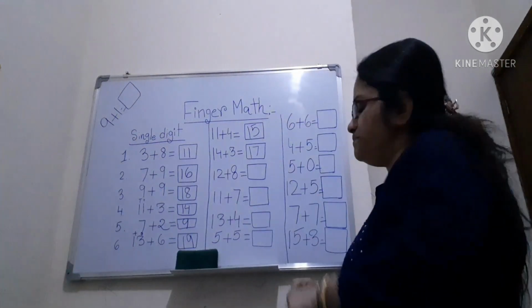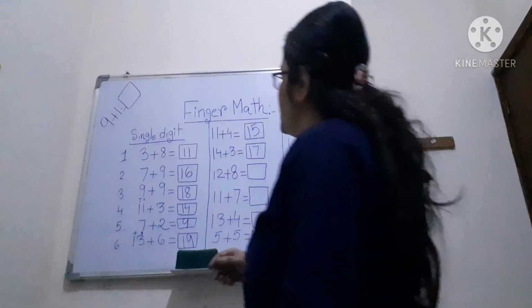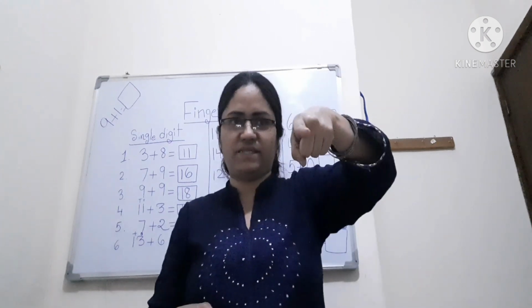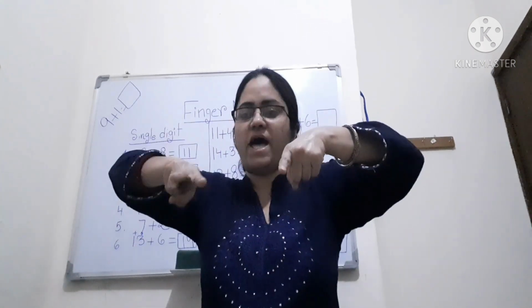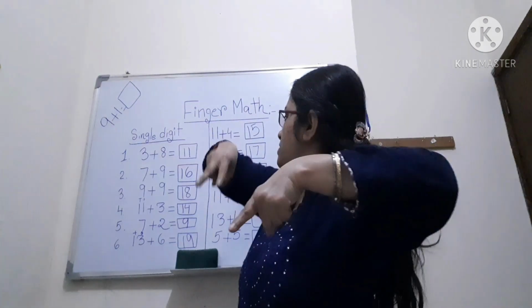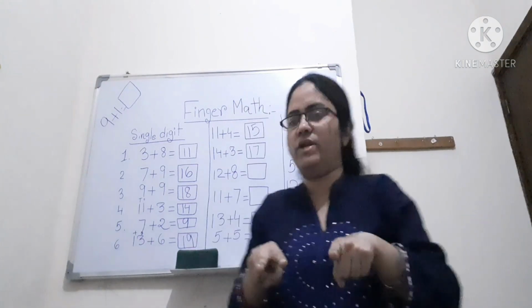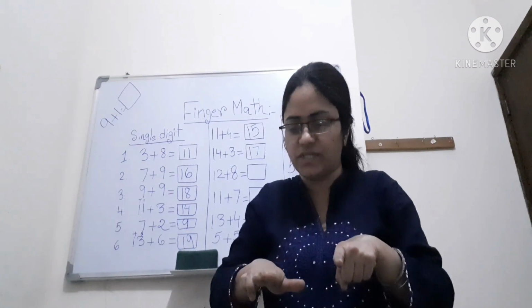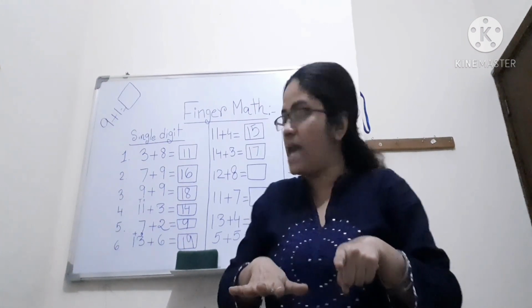Then again, 12 plus 8. How do you calculate 12? This is the left hand, this is 10, this is 12. After that, 12 plus 8. How do I calculate 8? This is 1, 2, 3, 4, 5, 6, 7, 8.